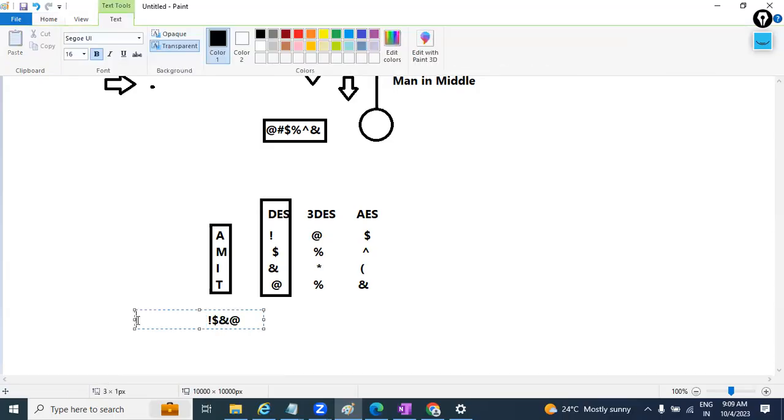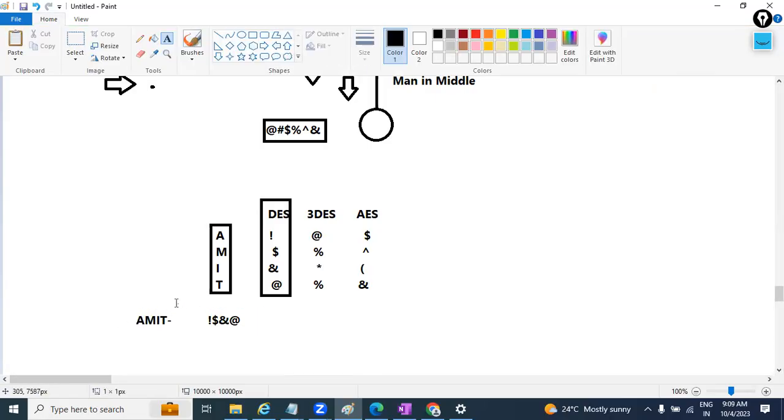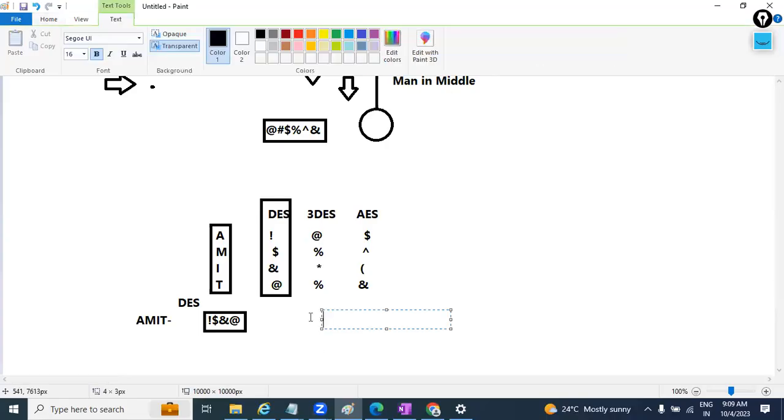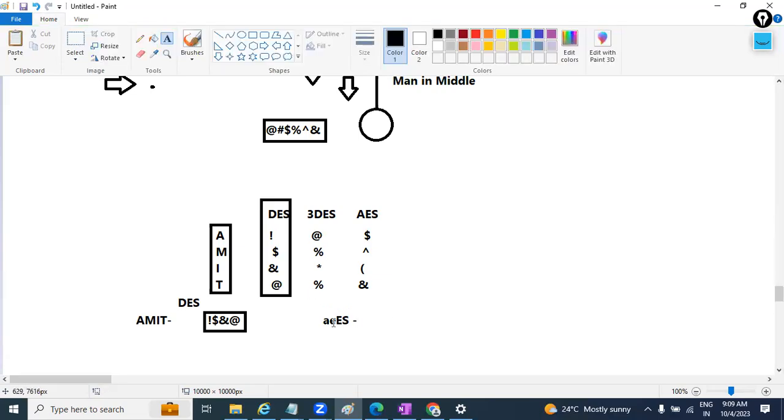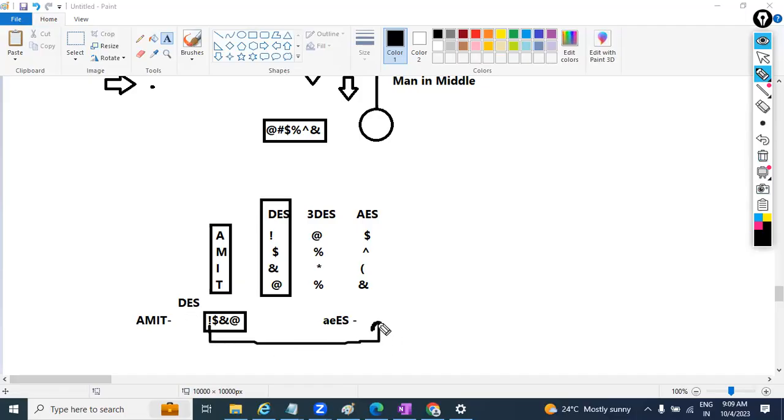As Amit, this is my message. And which algorithm am I using? I'm using DES here. So as per DES, this is my ciphertext. Correct? On the other side, let's consider they are using AES for the decryption. So it would try to decrypt it. The first character is an exclamation mark, but AES would say, I don't have this sign, I'm not aware what exactly this is.